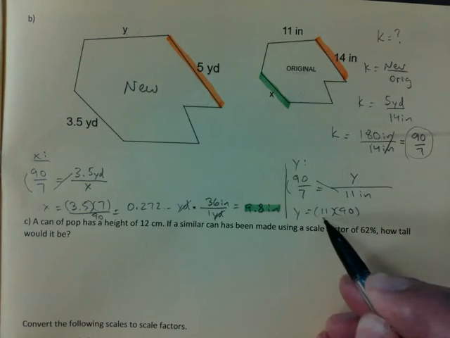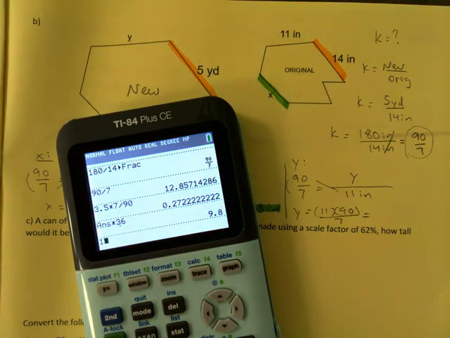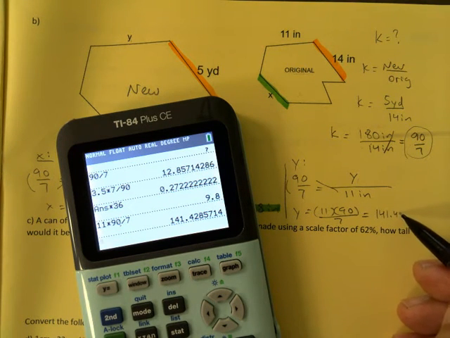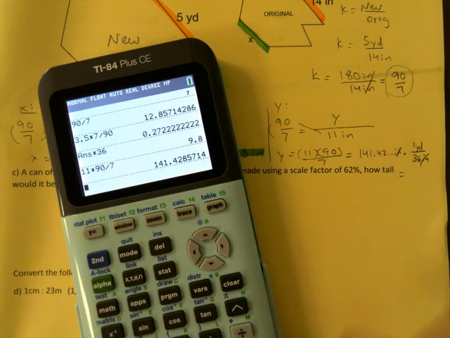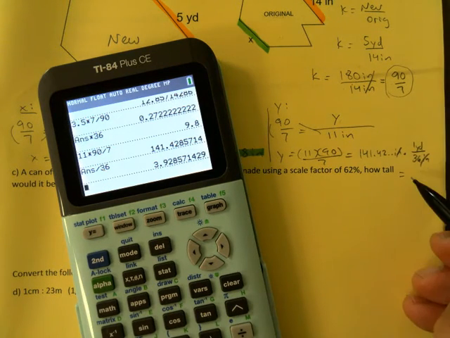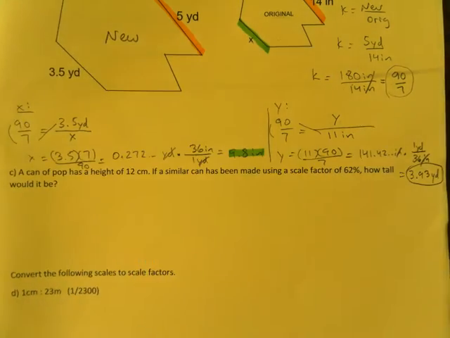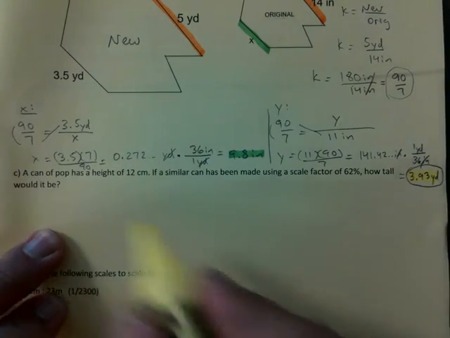11 times 90 divided by 7. So that's 90. So 11 times 90 divided by 7. That's 141.42 something inches. I'm going to say that 1 yard has 36 inches. Cancel out the inches. Sorry, you can't see that, can you? So I basically need to divide this by 36, and that's 3.93 yards. And I'm just going to highlight that in yellow. How's that? There you go. You can still see it.